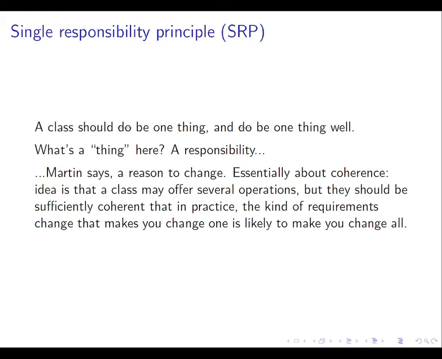Bob Martin talks about this as being having a single reason to change. So it's essentially about coherence. The idea is that your class might offer several different operations, but they should be related enough that in practice, if there's a requirements change that's likely to make you have to change the interface to one of those operations, it's likely to have to make you change all of them. Okay, they go together.